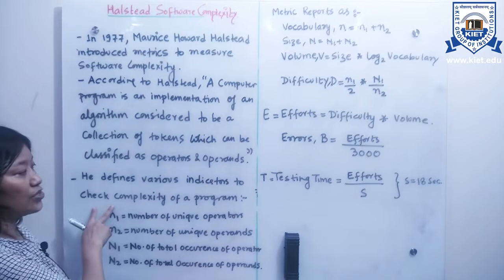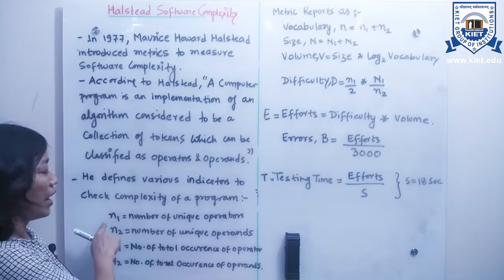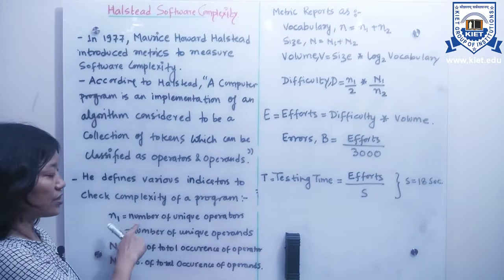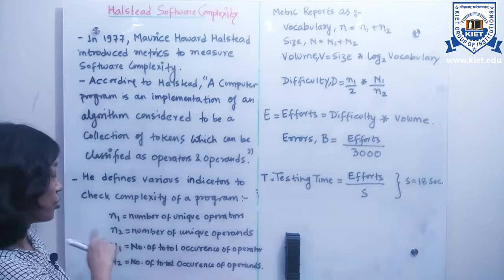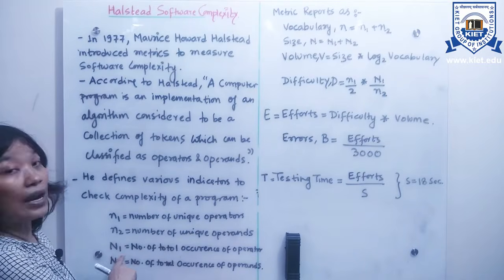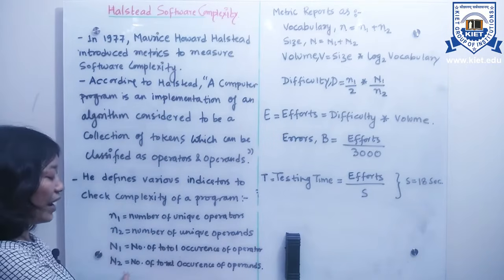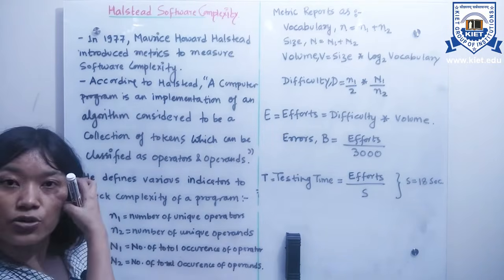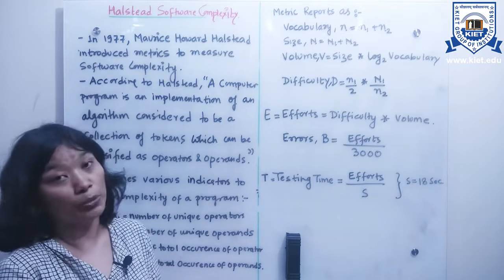It checks the complexity of any program by some indicators. n1 is the number of unique operators in the program. n2 is the number of unique operands. Capital N1 is the total number of occurrences of the operators, and capital N2 is the total number of occurrences of the operands in the source code or the program.